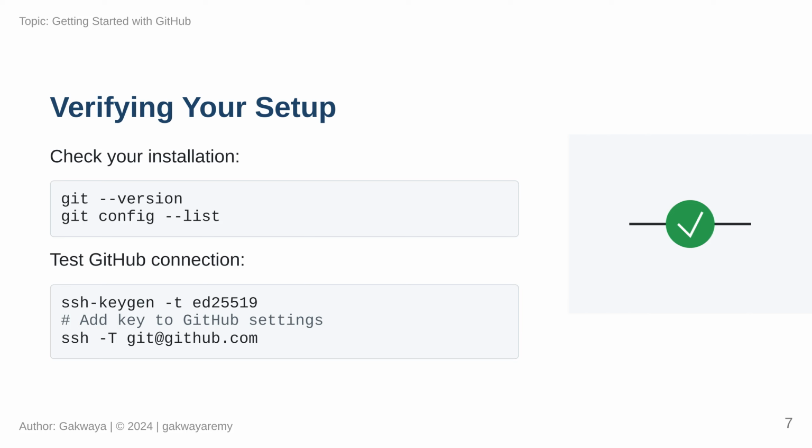These verification steps ensure everything is set up correctly. The SSH key setup is crucial for secure communication with GitHub. If you get a success message from the SSH test, you're ready to start using Git with GitHub. Don't worry if it seems complex, we'll use these commands regularly, and they'll become second nature.